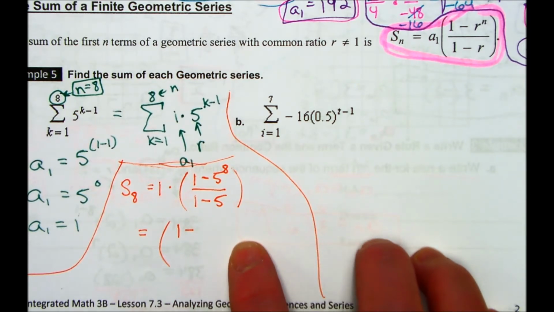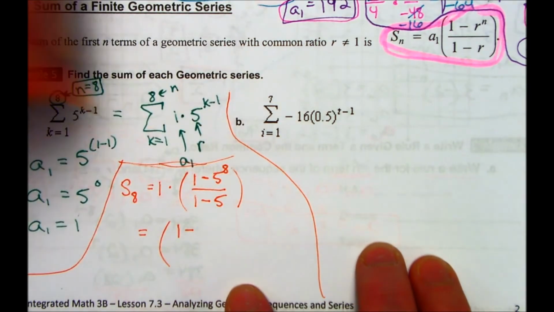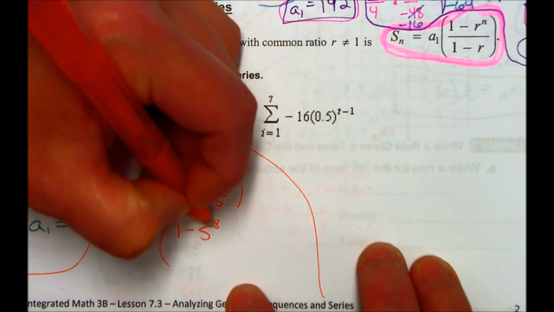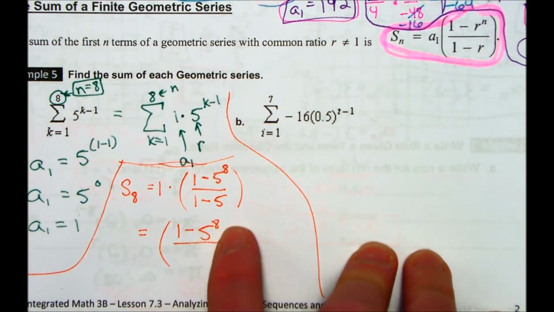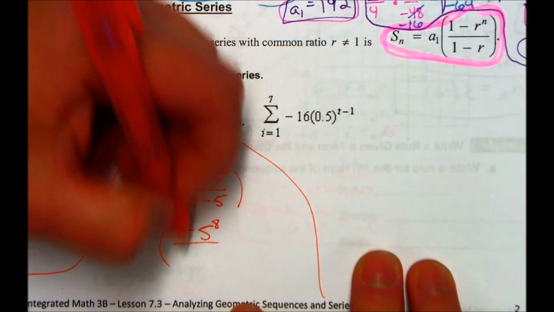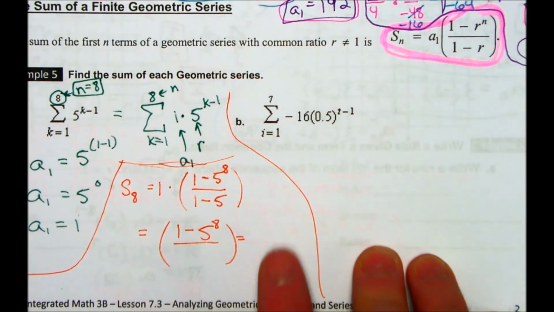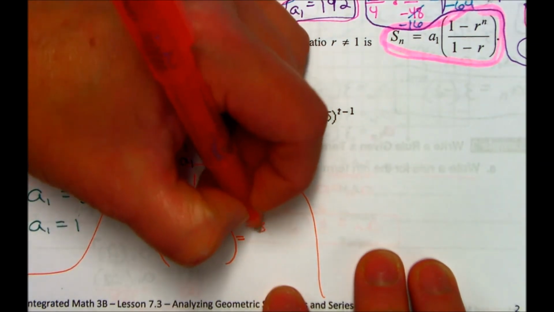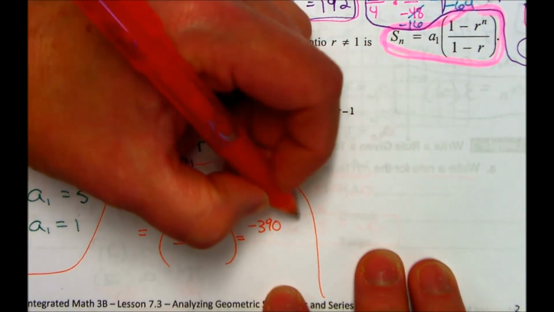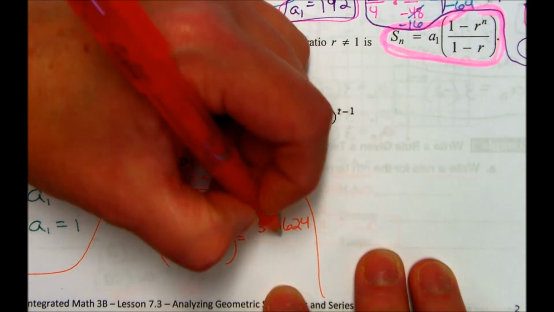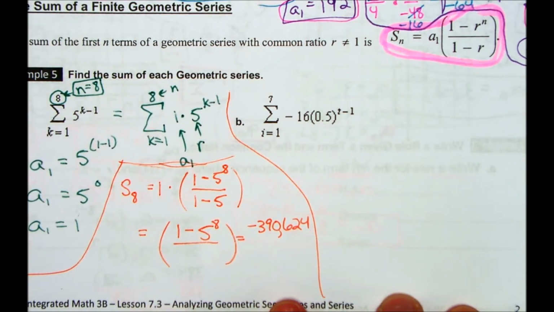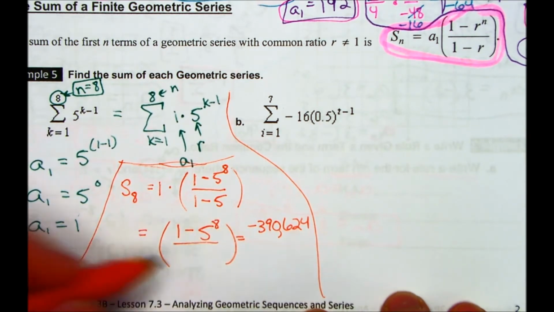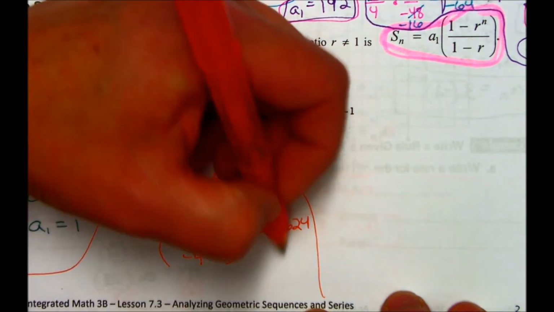Okay, I'm just looking at my notes here from last year. It looks like I just kind of plugged the whole thing in the calculator. So 1 minus 5 to the 8th power is going to equal negative 390,624. In my denominator, the 1 minus 5 equals negative 4.